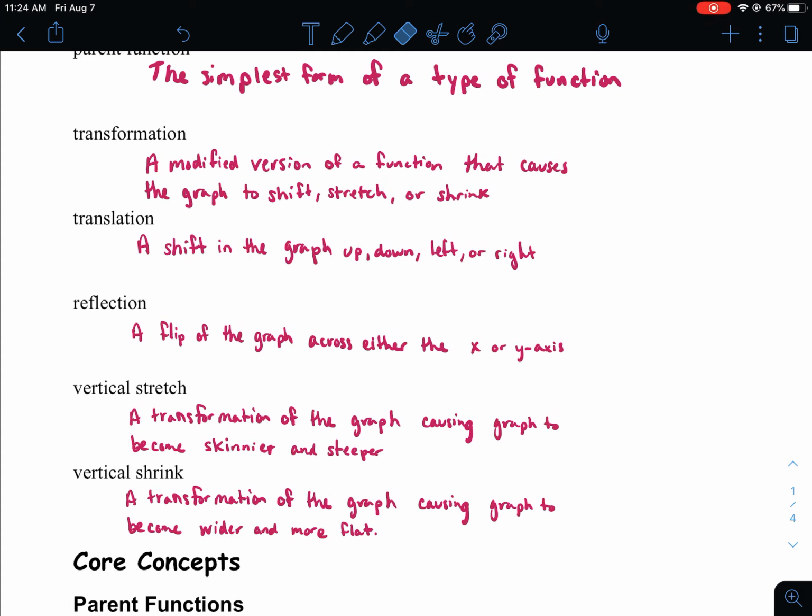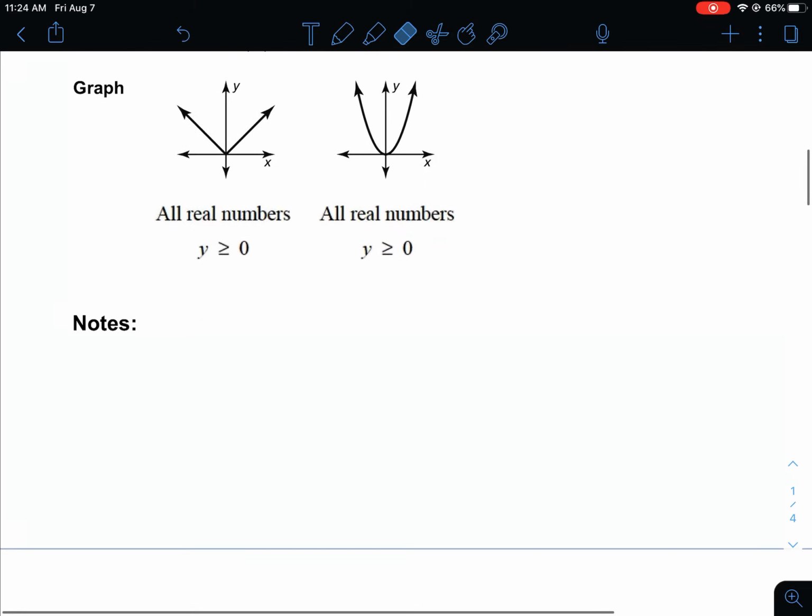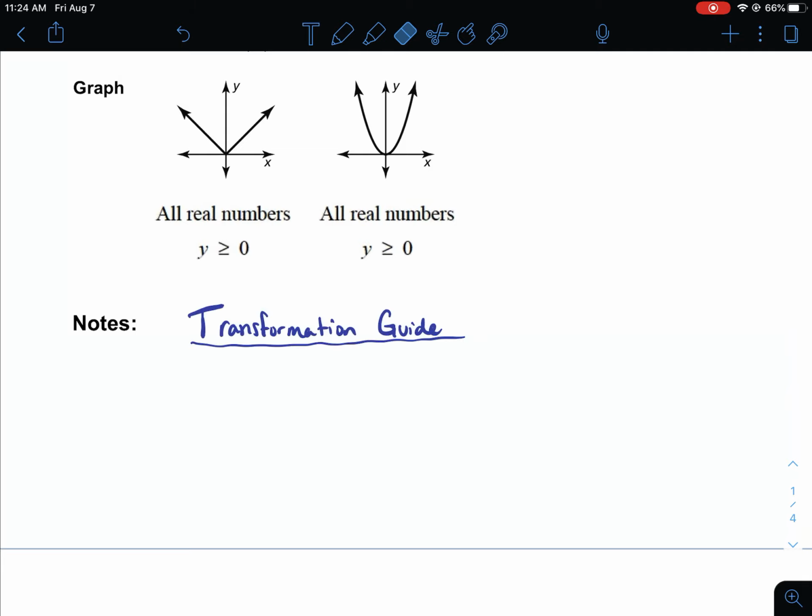So there are a couple of things that you have to know here. We're going to work mainly with absolute value parent functions and quadratic parent functions. We're going to go over absolute value first, and then we'll do quadratics, and you'll see that they function the same in terms of the ways we can manipulate the equations. So first we need to show you our transformation guide. All absolute value and quadratic functions that we are going to deal with in this class follow this sort of guide.